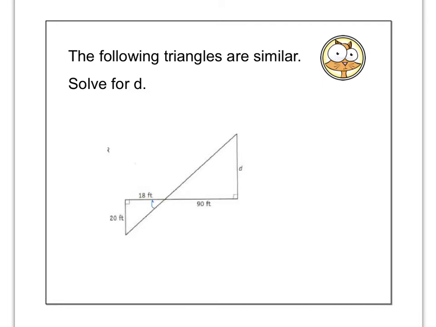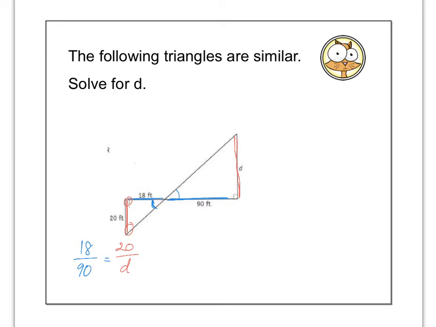Alright, so one of the things I notice is these two angles are the same because of vertical angles, and so that helps me if I mark those, because then I can see like the 18 right here, it's between the 90-degree angle and the curve, and over here between the 90-degree angle and the curve I have 90. So the 18 matches up with the 90. The 20 is between the 90-degree angle and the empty angle, which over here between the 90-degree angle and the empty angle is D. So I'm going to set that equal to 20 over D.